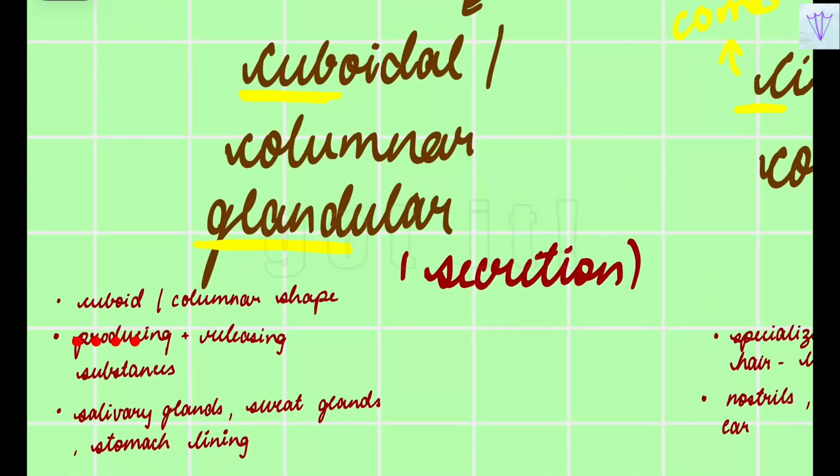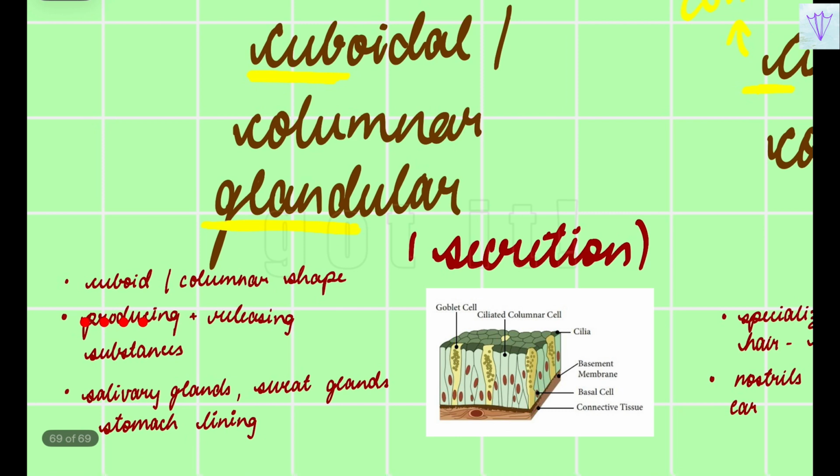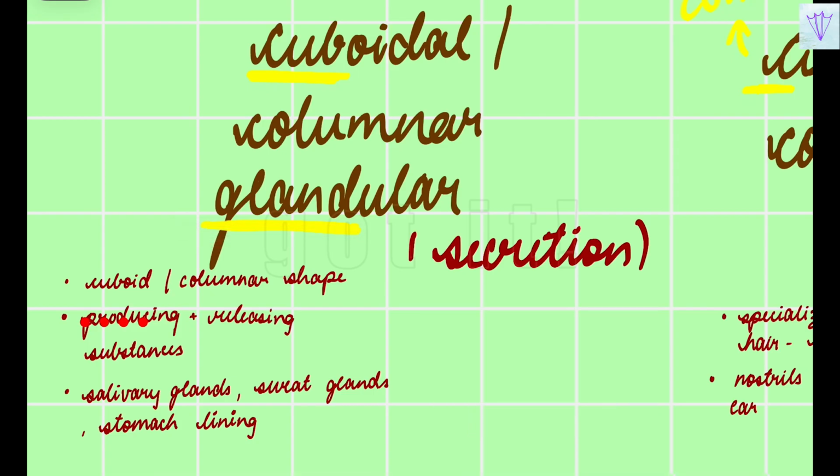Now moving to the cuboidal or the columnar glandular epithelium, whose primary function is secretion. So it is in the shape of cuboid or column, and it is for producing and releasing of substances, which is the glands. So that's what glands do, they release or secrete things. So it is found in salivary glands, sweat glands, and in the stomach lining. So its primary function is secretion. You can remember it as in the cube shape, and glands, which aids in secretion.